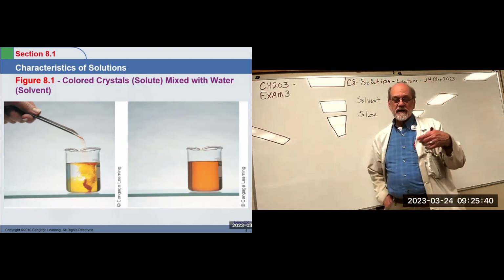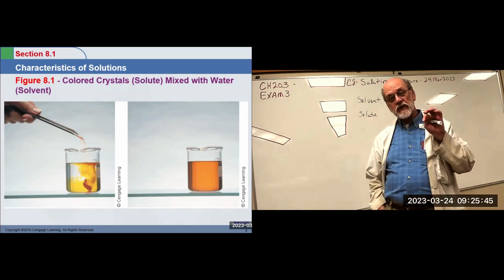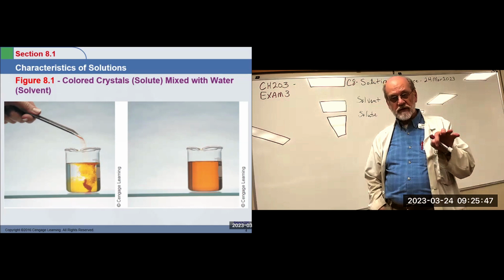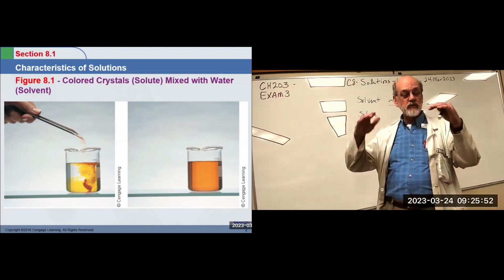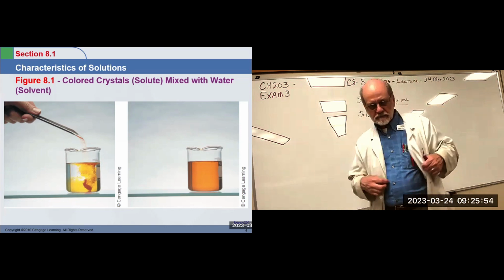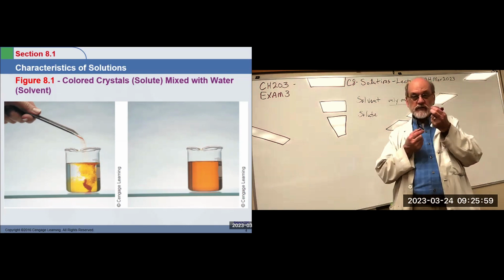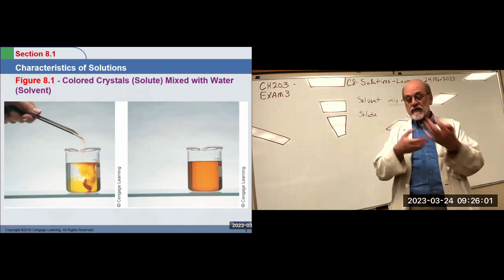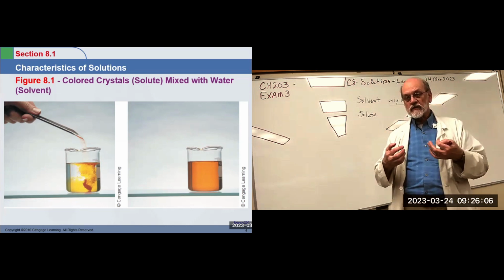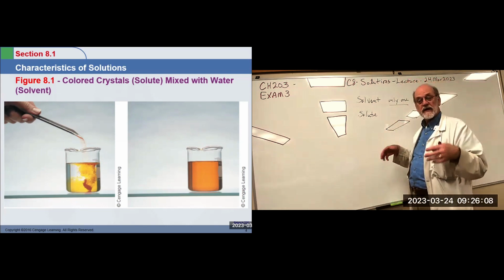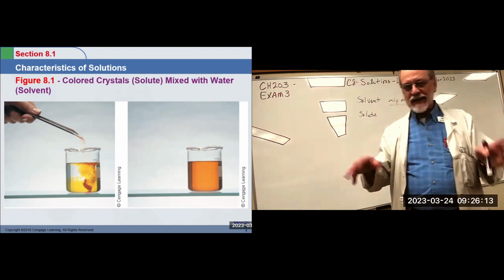So later on, I have a slide that'll show you an example of how you tell the difference between a true solution and a suspension that does not settle. Most suspensions will settle, but there's a class of suspension where the particles are so small that the kinetic energy of the solvent is sufficient to keep the solute, well, we can't call it a solute, but keep the suspended particles from settling. All right, more about that later.